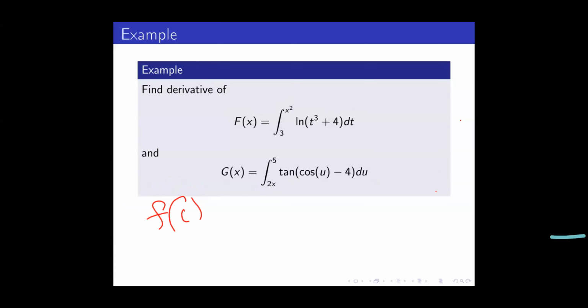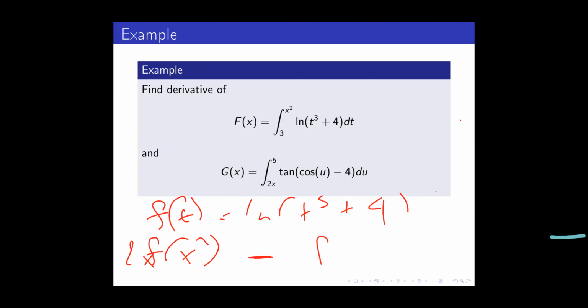So in the first example, f(t) is log(t^6 + 4). So now the answer is going to be f at the point x^2, multiplied by the derivative of x^2, which is 2x. And then the last one is f at the point 3 times the derivative of 3, but that is 0. So it is equal to 0.